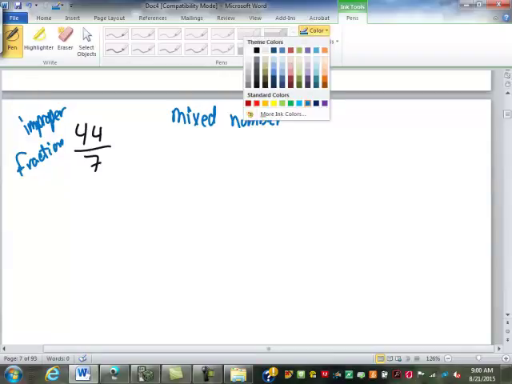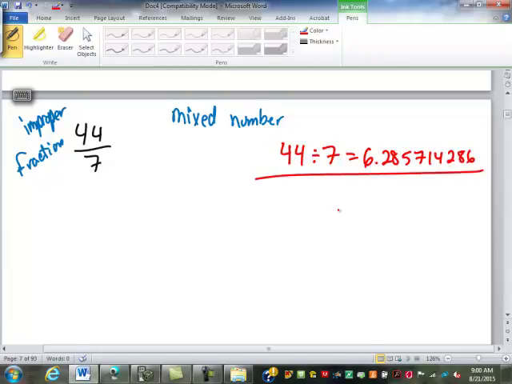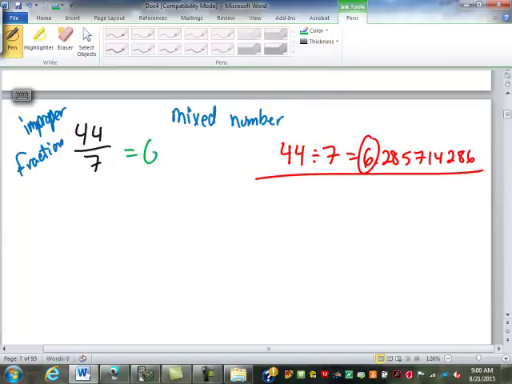Well, our first stage would be to figure out how many whole objects we can get out of there. How would we do that? Divide. If we did 44 divided by 7, if you punch that in your calculator, you're going to get something like 6.285714286 approximately. What's that tell us? There's a remainder of something, but there's 6 whole objects.